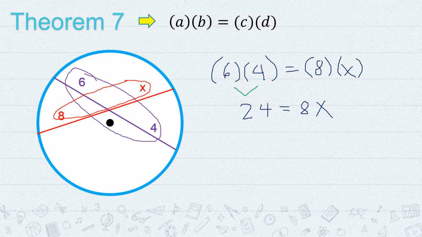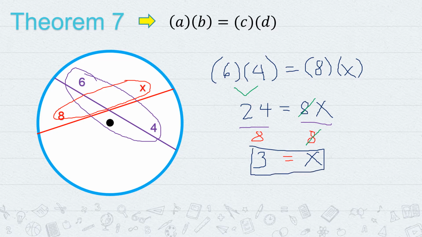To find the value of X, the next thing here is we apply the division property of equality. So we are to divide both sides by the numerical coefficient of X, which is the number 8, because it is the number that we need to remove beside X. Upon dividing both sides by 8, we cancel out 8. What is left now on the right side of our equation is X, while on the left side, 24 divided by 8 gives us 3. Therefore, the measurement of our X here, or the other segment from our red chord, is 3 units.